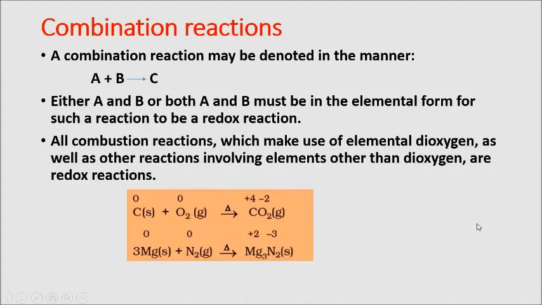Some of the examples: carbon plus oxygen. We can see here the dioxygen is there, which is the elemental form. Its oxidation state is 0. Carbon as well is in the 0 oxidation state, and these two after combustion give carbon dioxide. So this is an example of a combination reaction. Another one is magnesium in elemental form and nitrogen gas in elemental form, and these two combine and give magnesium nitride.